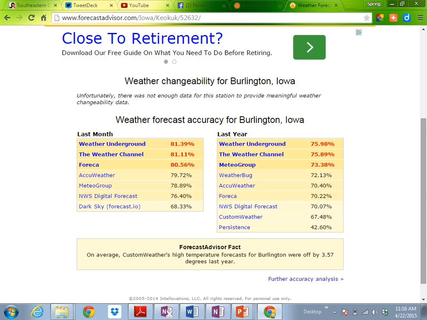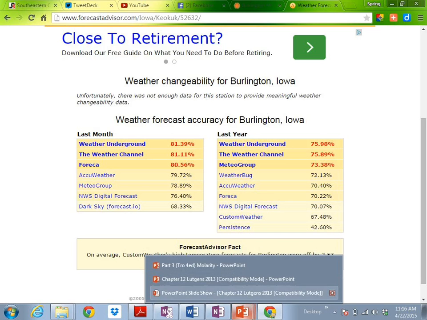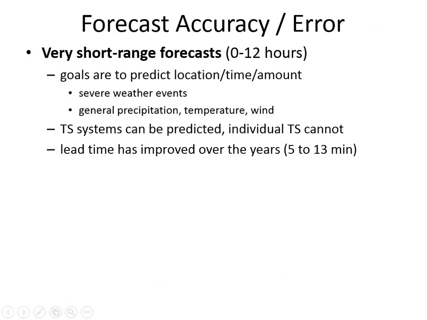Persistence, I'll have to click on that. I don't know if that's its own, but we talk about persistence forecasting. 42%. I mean, I don't know if it's like an organization or that sort of thing. But I thought that was neat. Okay.